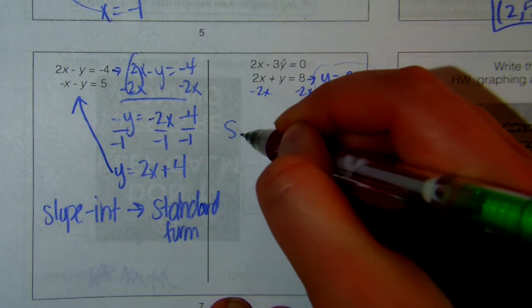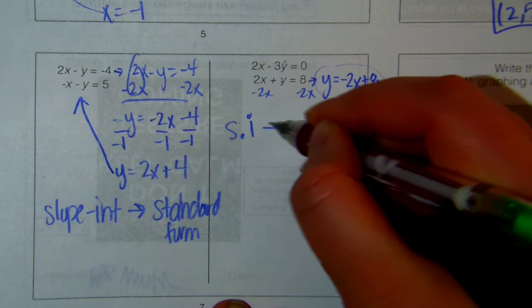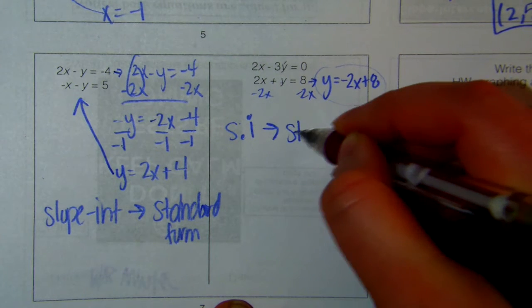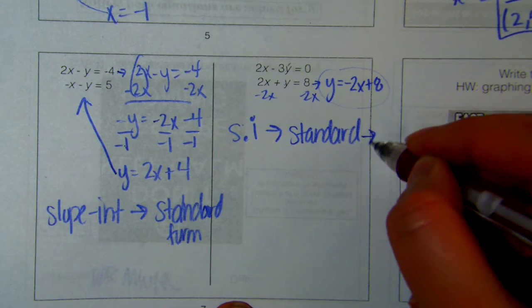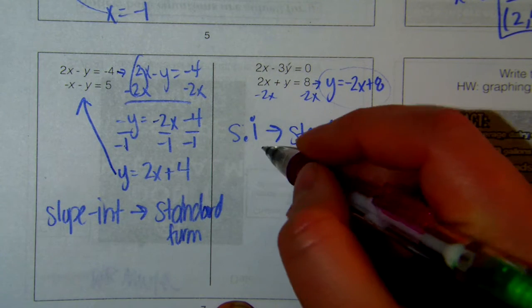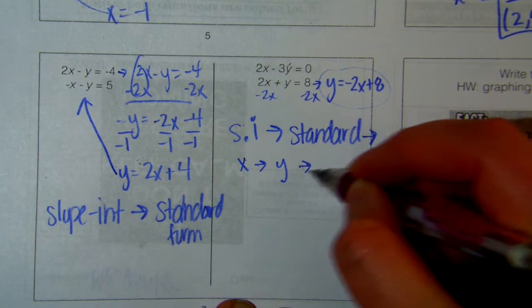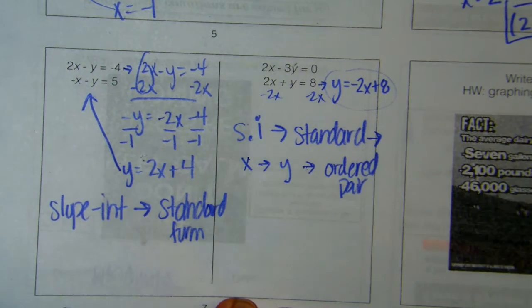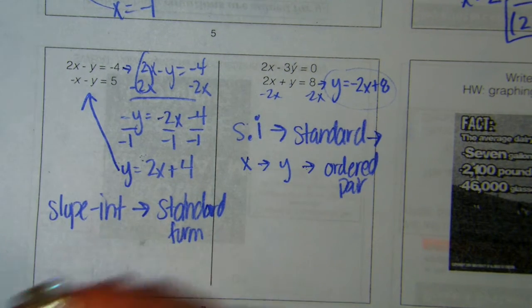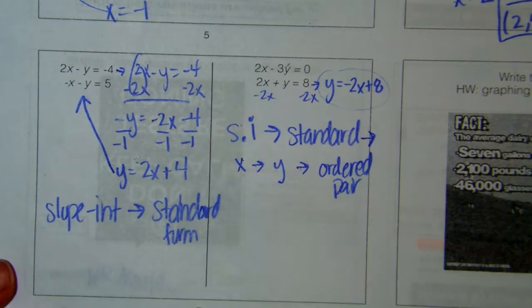So slope-intercept into standard, which then will give you an x, then go get your y, then write as an ordered pair. So I really abbreviated that because we've been doing that the whole lesson. But once you have a y equals or an x equals, you just plug it into the other one.